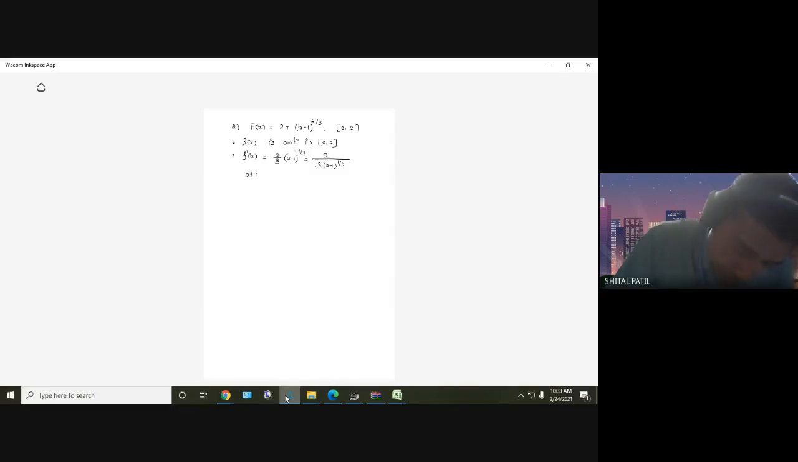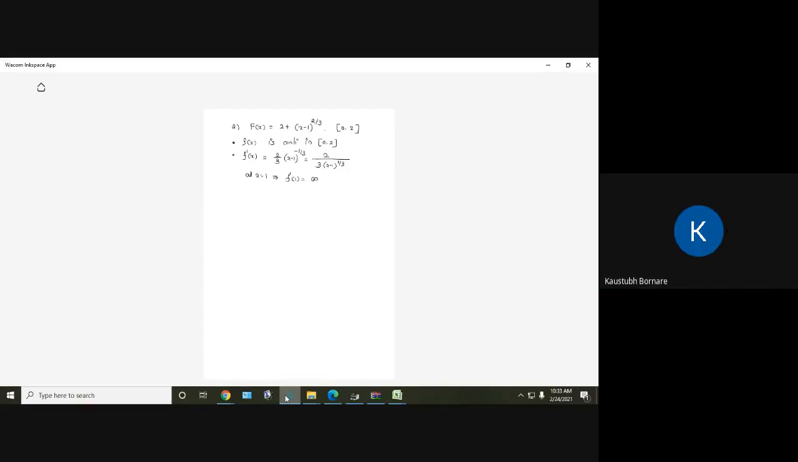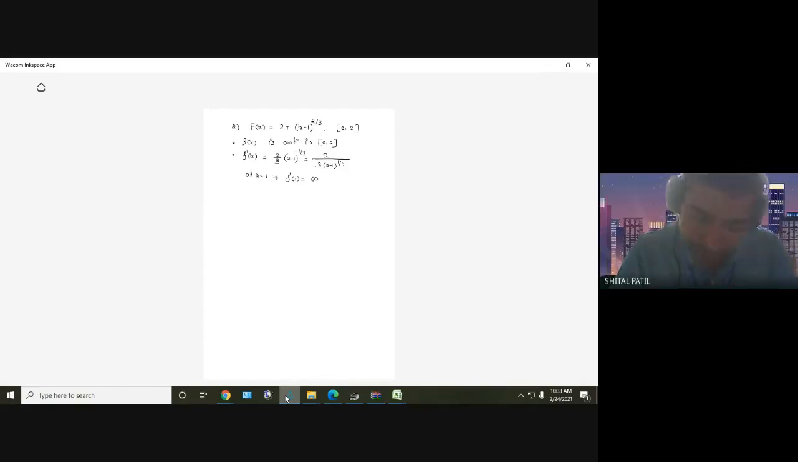So done. At x equal to 1, what is f dash of 1? Infinite ना. सबको समझ में आ रहा है या नहीं? Yes, sir. 1 minus 1 will be 0 and 2/0 is infinity. Okay. So done. Therefore, function is not differentiable at x equal to 1. So conclusion क्या है? RMVT is not satisfied, not applicable. Okay. समझ में आ गया सबको? Yes, sir. चलो नेक्स्ट एग्जांपल देखते हैं.